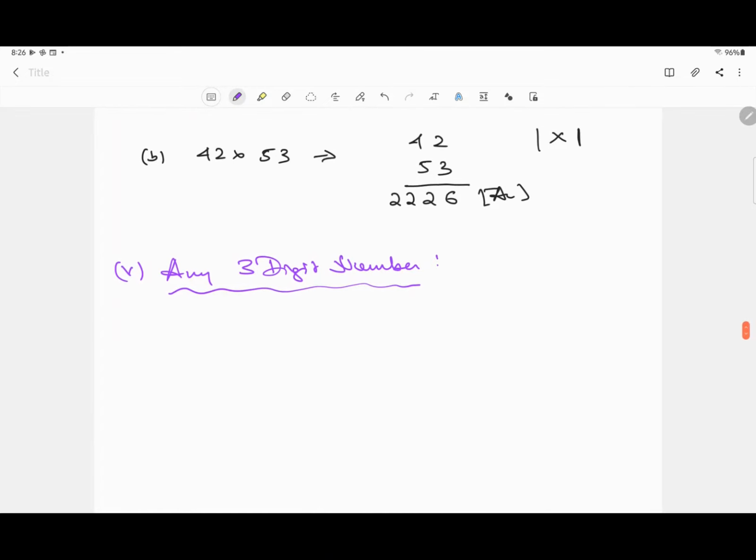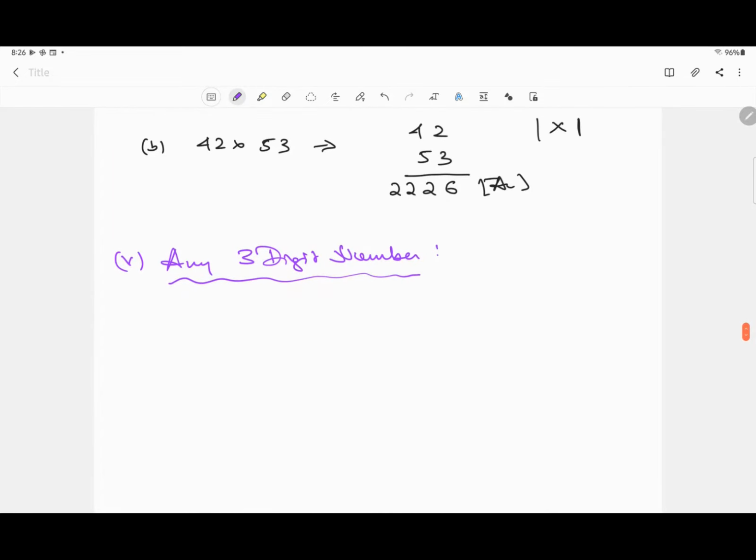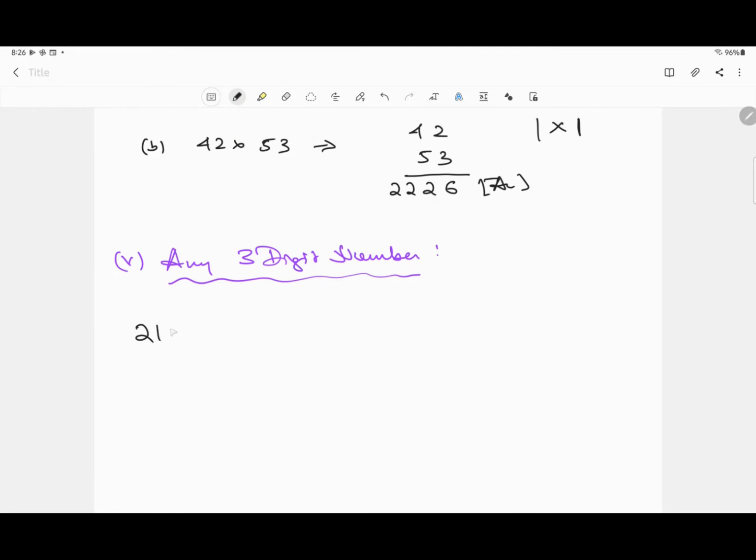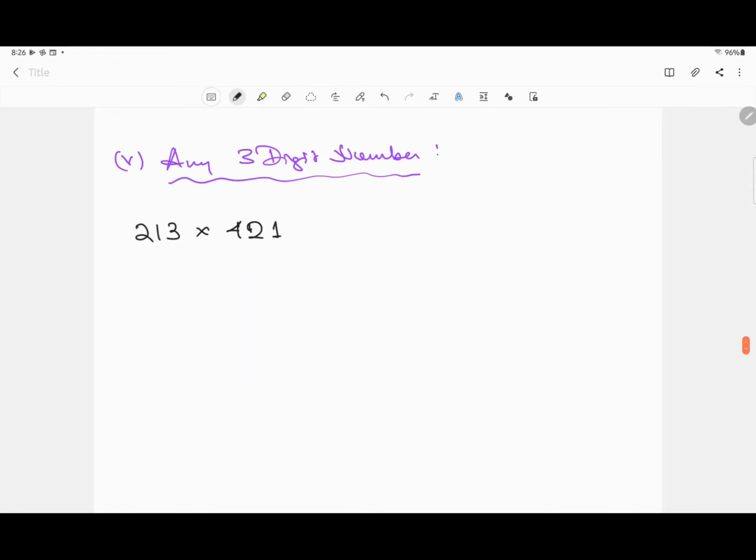Now, let us take any 3-digit number. Okay, it is very important. You can do multiplication for any 3-digit number, that we will see how. It is very easy and very convenient. So, let us take a 3-digit number 213 into 421. Okay, first I am writing it down, it is 213, then it is 421.